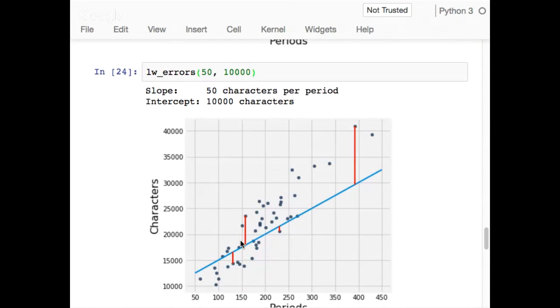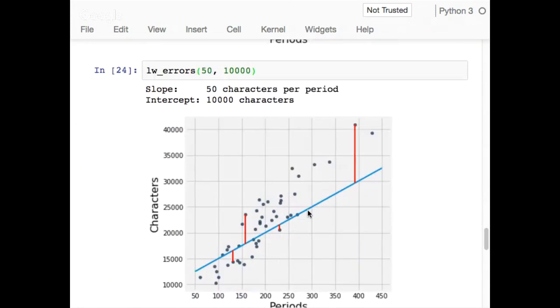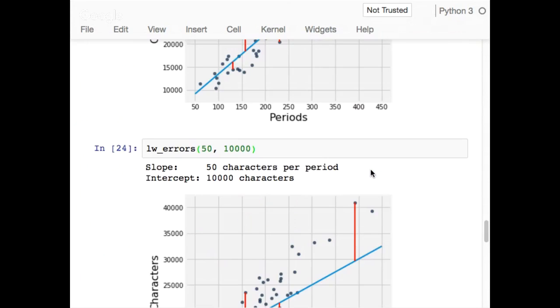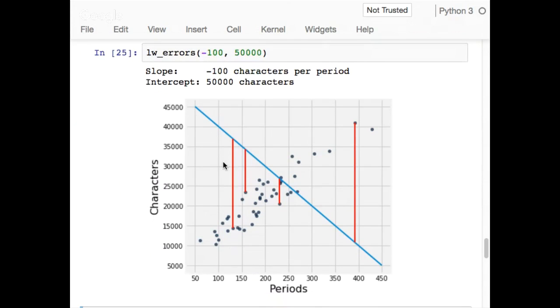What do we notice? One, the line doesn't really go through all of the points, and the error here is pretty big. It looks like this point right here is closer than before, right? This point has a larger error, this one has a smaller error, but this point right here has a huge error. What about this one? So 50, let's try negative 100, and we can start at 50,000. The fit looks pretty bad. It doesn't even go through most of the points, and indeed the errors here, the length of these red lines, are really long, right? It seems like a pretty bad line.